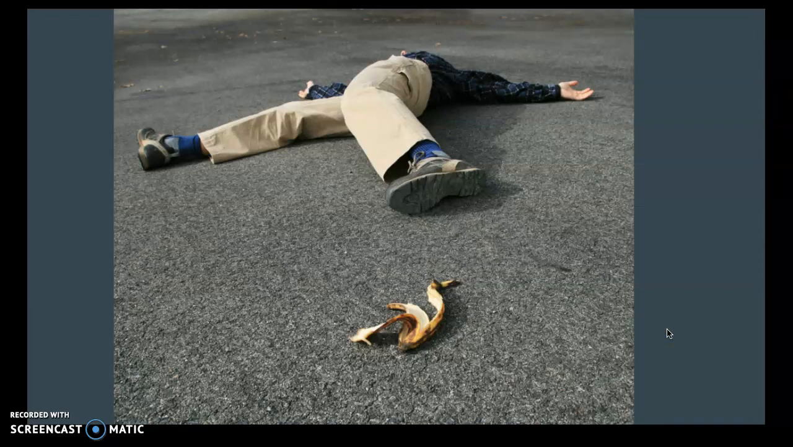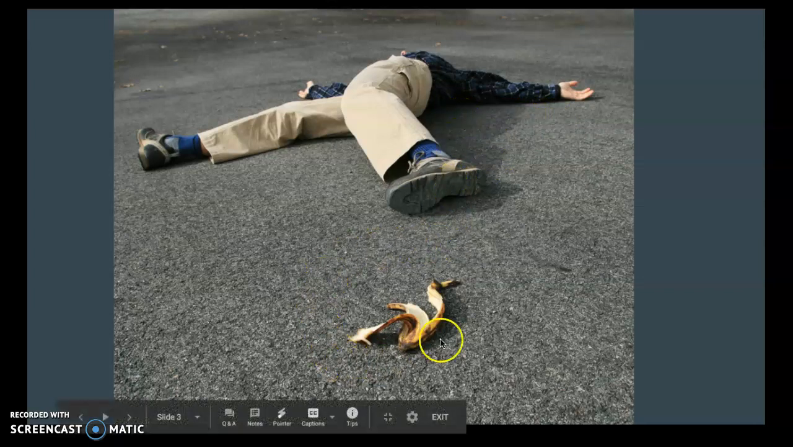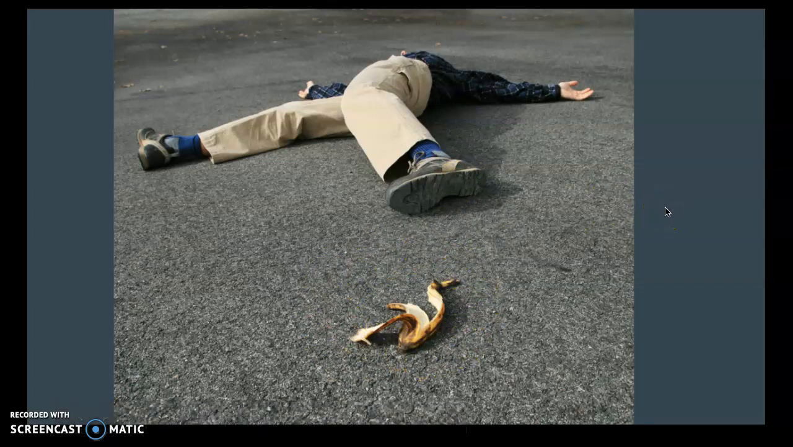In this picture, we are looking at the effect of something. So, like good readers do, we can ask ourselves, what happened? It looks like this gentleman is on the ground. It appears as though he fell based on how he's laying there. And why do we think he fell? Well, hopefully you notice there is a banana peel, so we can infer that he slipped on the banana peel and fell.